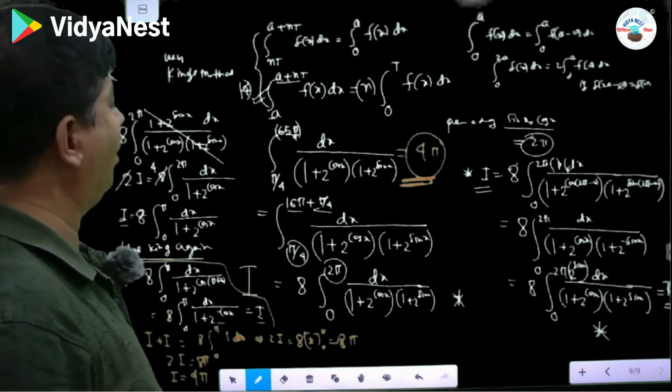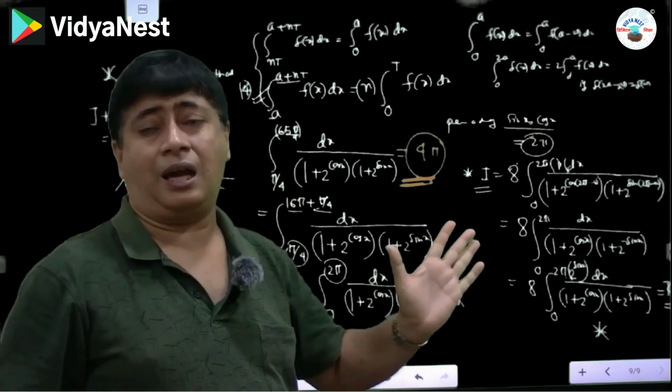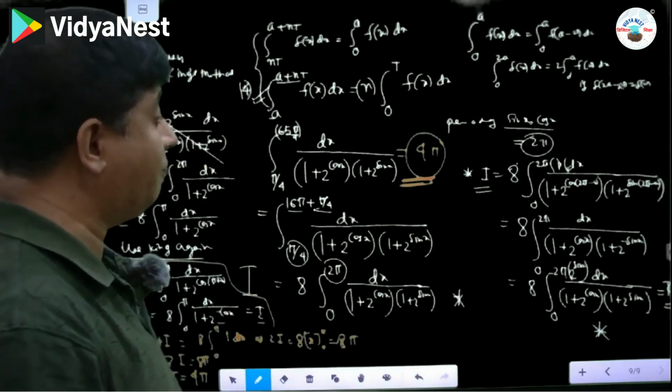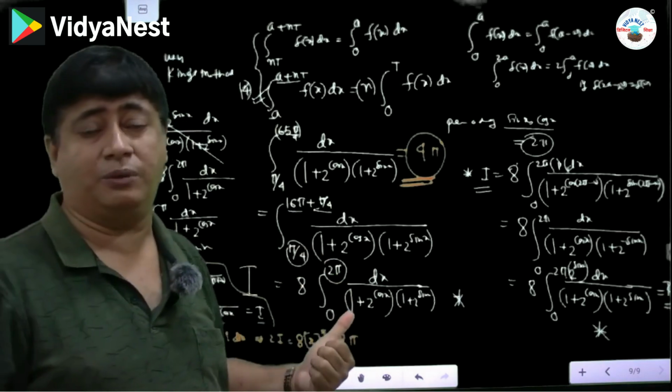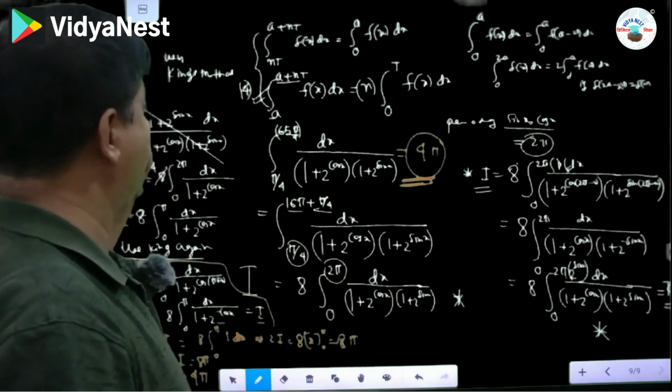We have gone through all the shortcut tricks and sums like this king formula, mainly one of the most important formulas for JEE Advanced, and we have gone through this.